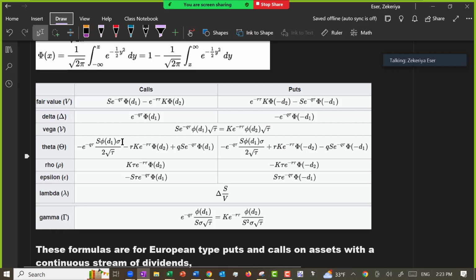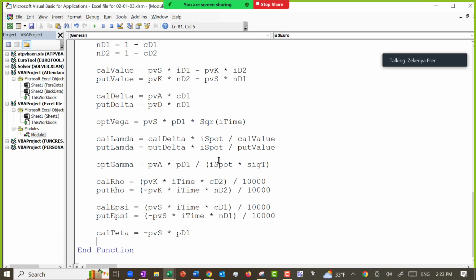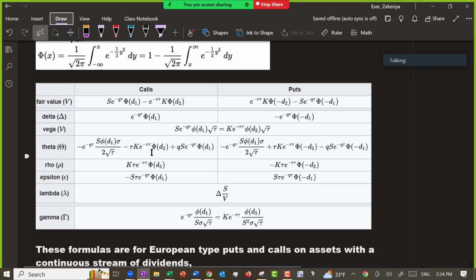what did we call that thing? Sig t, yeah. 0.5 times sig t divided by t. Remember, I'm multiplying both by square root of t. So the numerator becomes sig t, the denominator becomes 2 times just t.